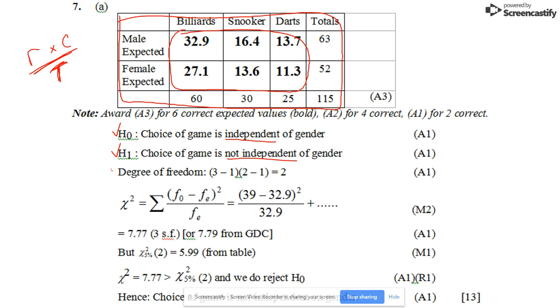Degree of freedom, you need to make sure you show that. Row minus 1 times column minus 1, or vice versa. And then in this case 2. We verified that with our chi-squared test as well.